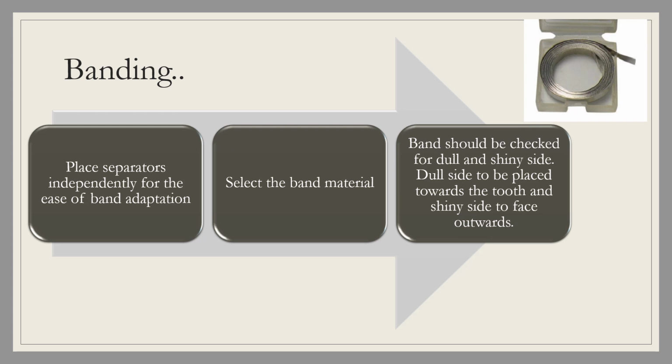Then you have to select the band material. The band has two sides: one is the dull side and the other is the shiny side. The dull side is to be placed towards the teeth and the shiny side faces outwards. Why do we place the dull side towards the teeth? Because it helps in the retention of the cement and gives additional mechanical retention. And the shiny side, being outside, prevents food lodgement, so food is not accumulated over the band.